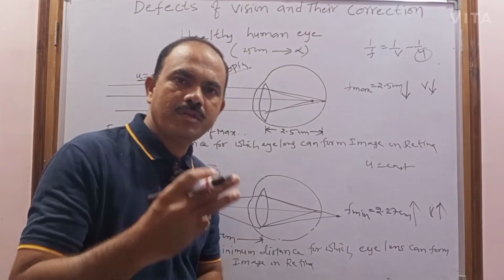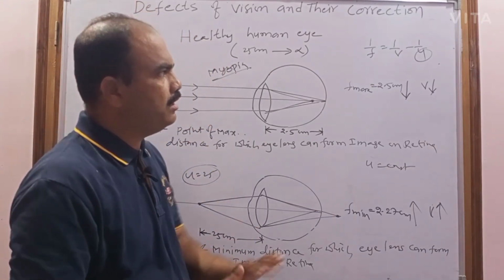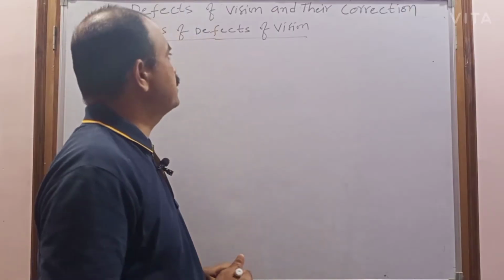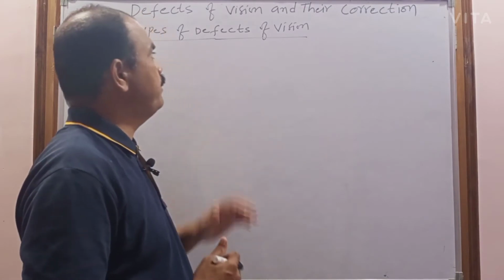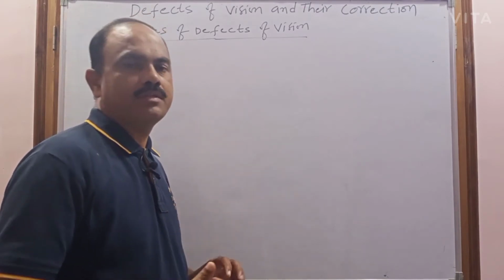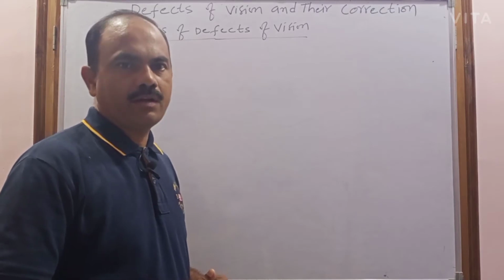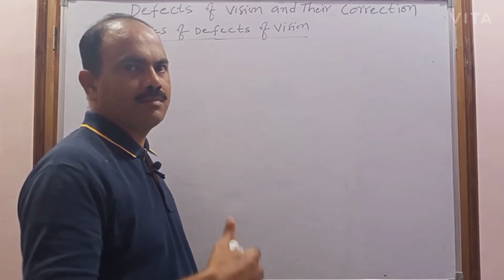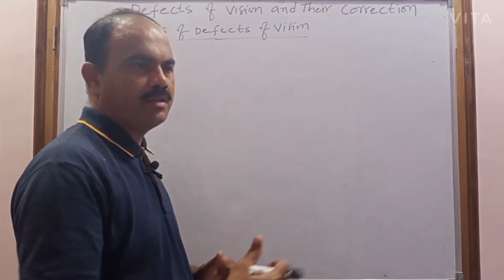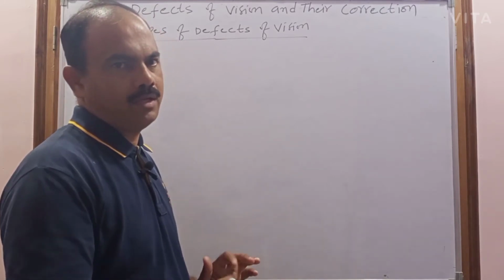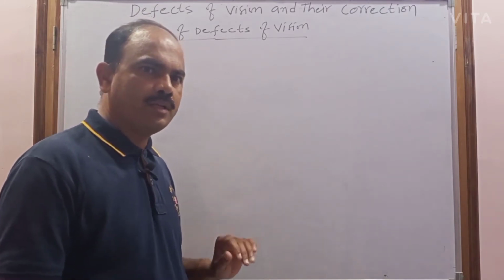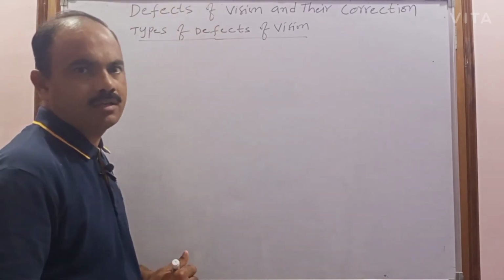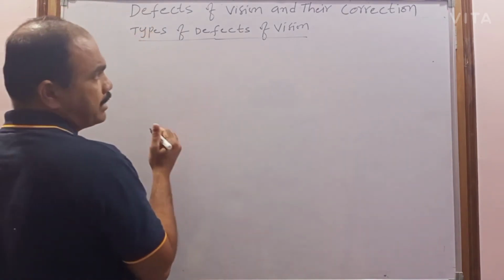There are three types of defects of vision, according to whether the focal length decreases or increases. So generally, how can a defect of vision occur? If the ciliary muscles lose the ability for accommodation, due to that the maximum focal length sometimes decreases or the minimum focal length sometimes increases. In old age people both can occur: the maximum focal length decreases and the minimum focal length increases. So there are three types of defects of vision.